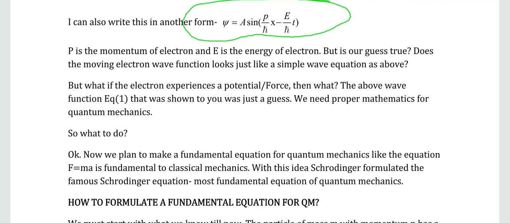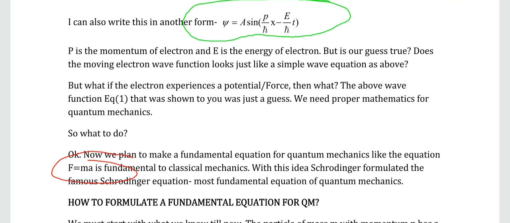Now we need to go one step further. We want to find a differential equation that is true for the wave of the electron. For example, classical particles move with a velocity v or a momentum p, and we have the basic Newton's equation from which all of classical mechanics can be derived. That is, force equals mass into acceleration. From this one equation, all of classical mechanics can be derived.